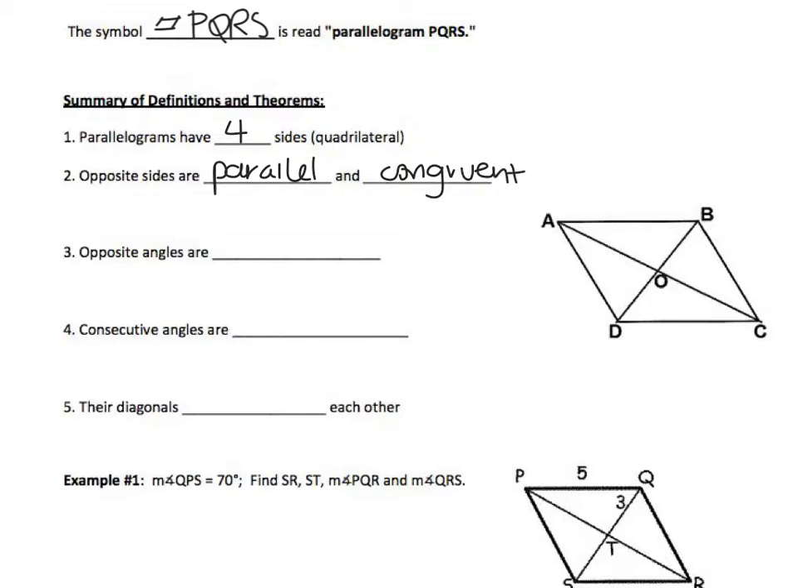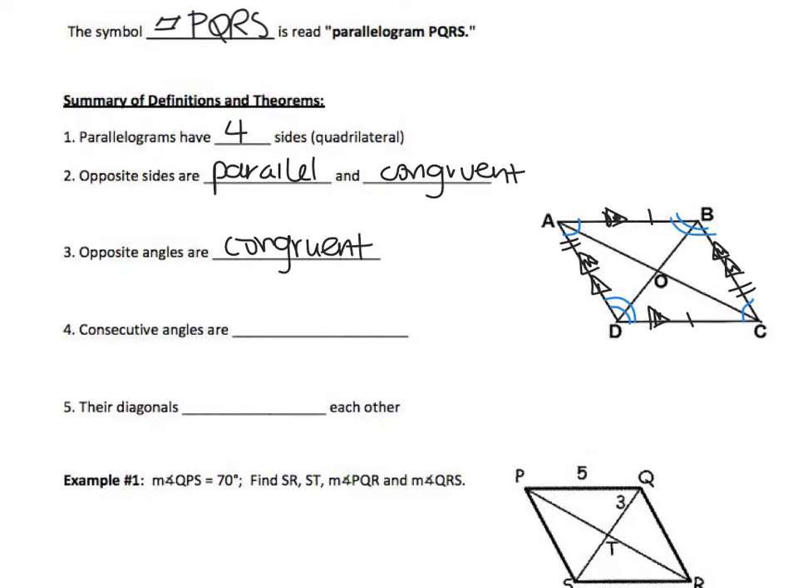So in our picture here, not only is AB parallel to CD, they're also congruent. And then the same thing for AD and BC, they're parallel and congruent. Next, we have that opposite angles are congruent. So in our parallelogram, the opposite angles are angle B and angle C, so they're congruent, and then angle D and angle B.